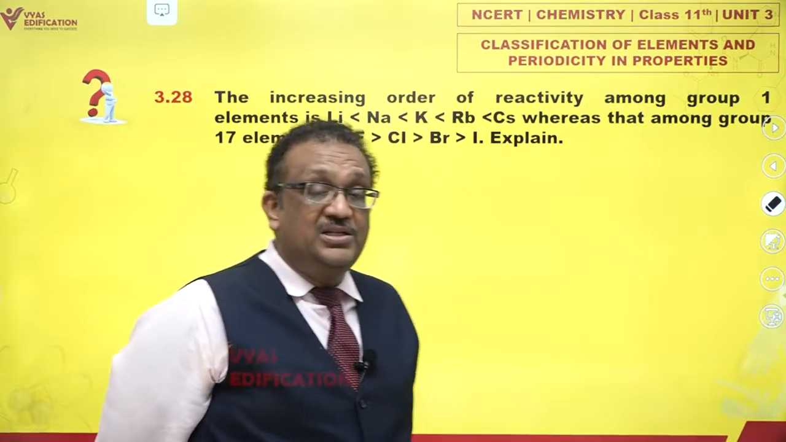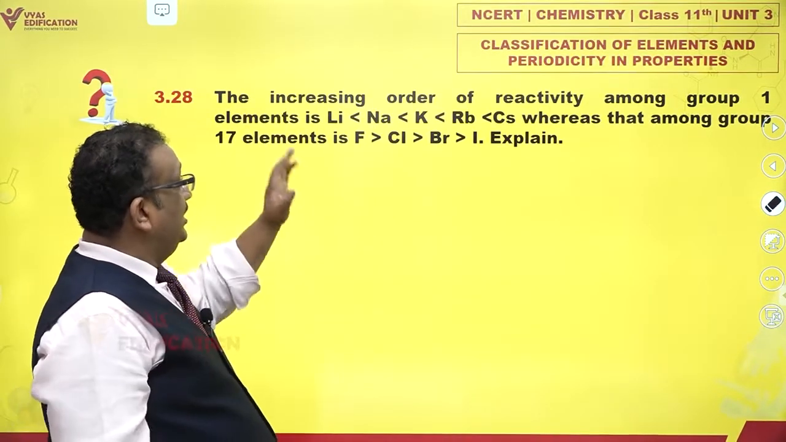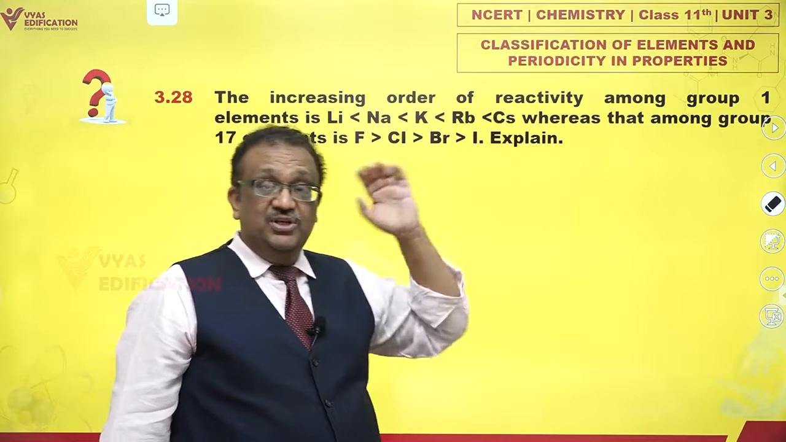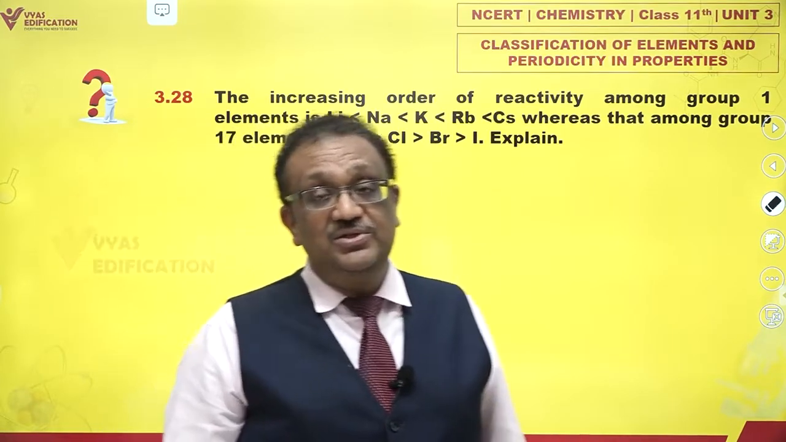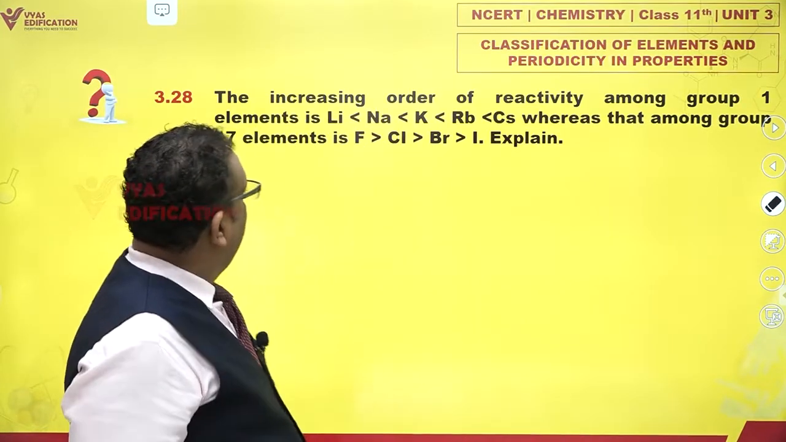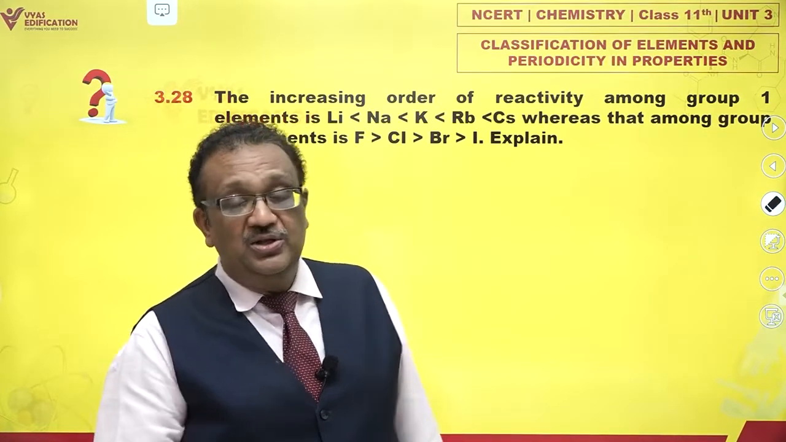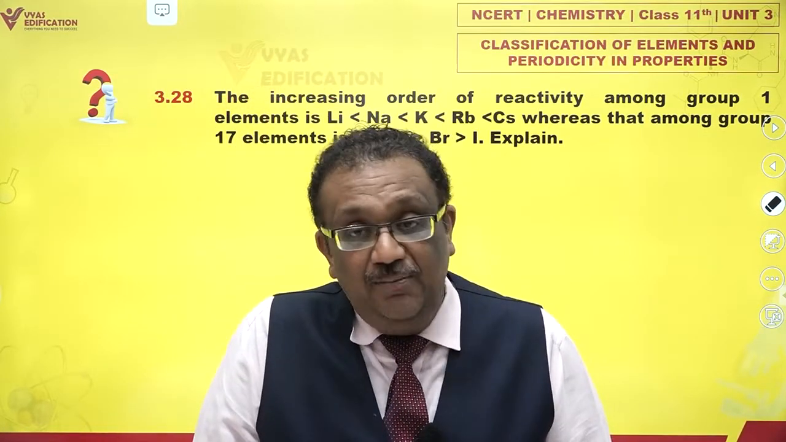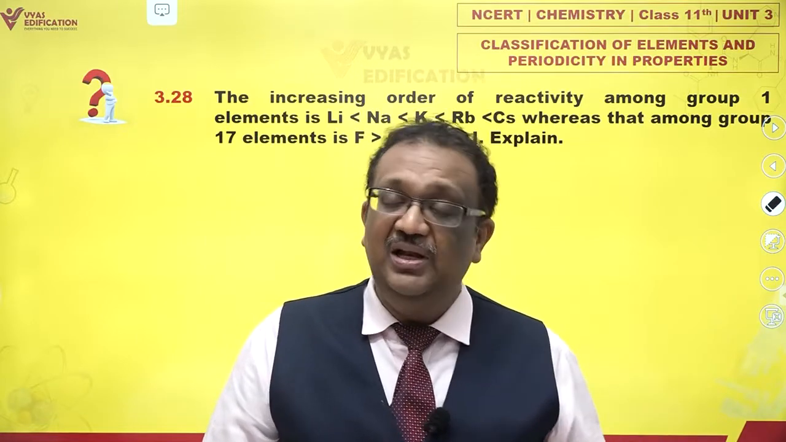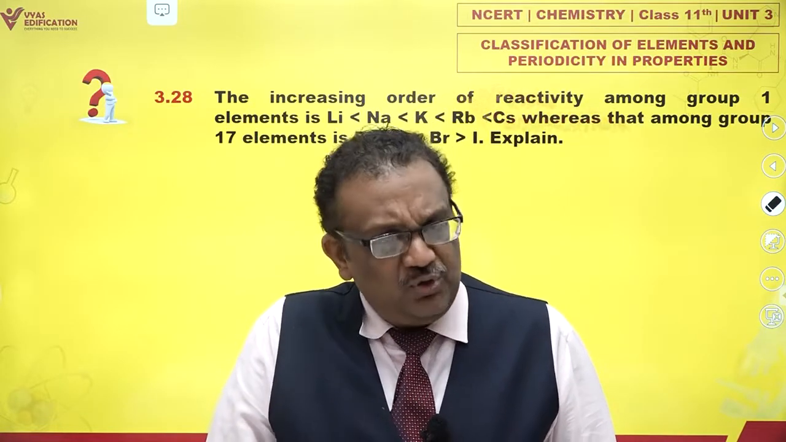Increasing order of reactivity in group 1 is lithium, sodium, potassium, rubidium, cesium. Down the group, reactivity increases. On the other hand, if you look at halogens, it is the reverse. Fluorine is super halogen, very reactive, and Cl, Br and I are successively less and less reactive. We are supposed to explain this.